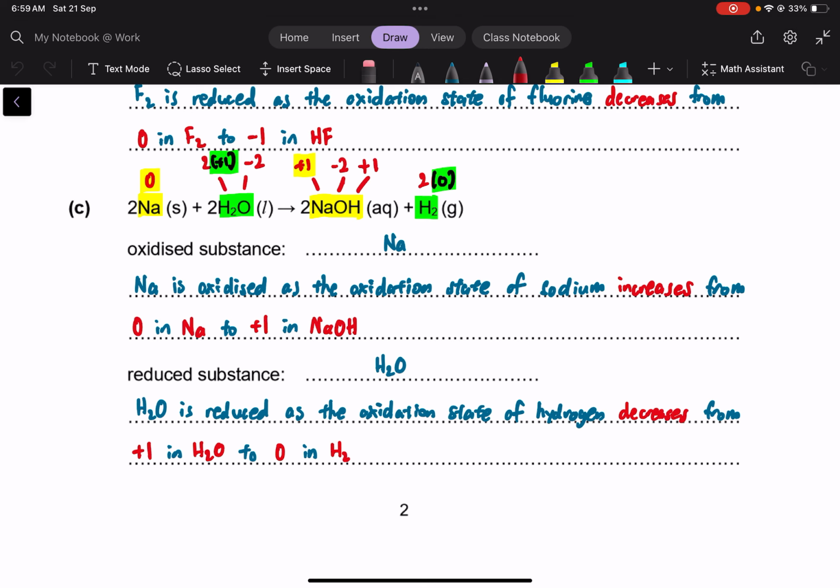Okay, so for part C, similarly break all the atoms up into their individual oxidation states. You will realize that the oxidation state of sodium increases from 0 in sodium metal to +1 in sodium hydroxide, so it is being oxidized. Whereas for water, the oxidation state of hydrogen decreases from +1 in water to 0 in hydrogen gas, so it is being reduced.